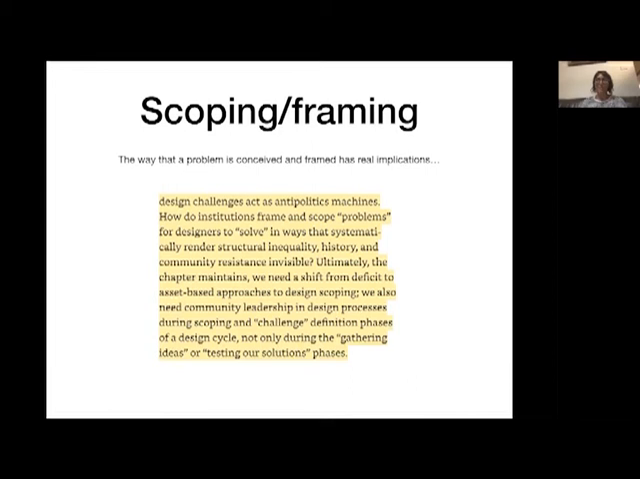My ears pricked up quite a lot when I was reading up about scoping and framing, and we need to call it. We need to call the structural inequalities that are related to the issue. It's not about just, let's just design another app. Is that app, what is it really solving?